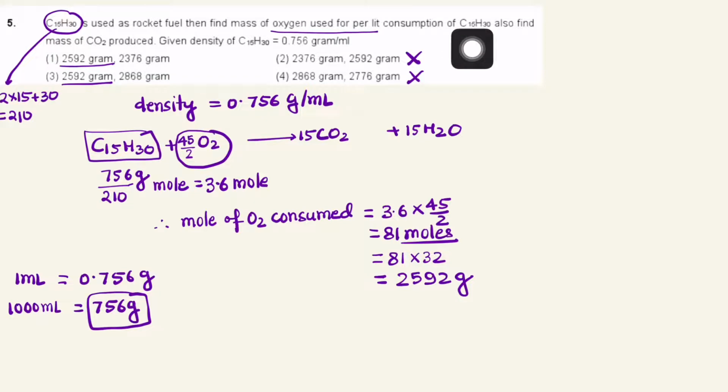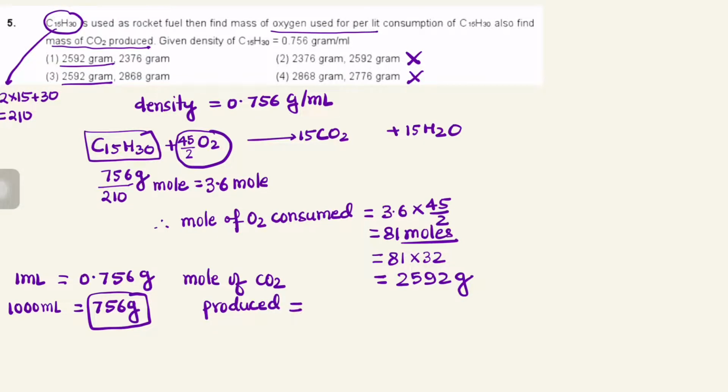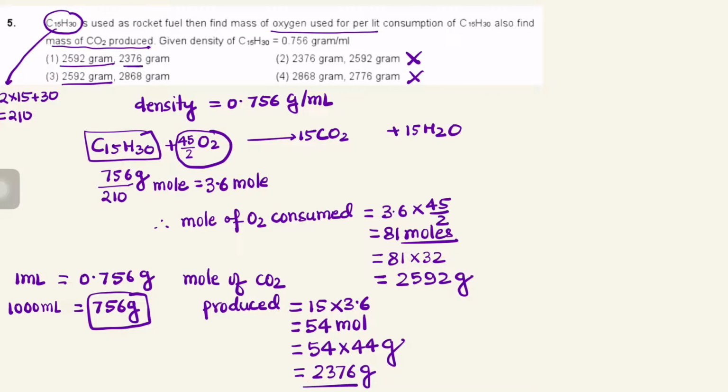So second, what we have to calculate, mass of CO2 produced. Okay, so 1 mole of this is producing 15 mole of CO2, so mole of CO2 produced will be 15 times that of mole of the fuel, so it will be 15 into 3.6, that is 54 mole, and its mass will be simply 54 into 44, because 44 gram per mole is the molar mass, so it will be how much? 2376 gram. So 2376 gram, that is the first option. So here it will be the first option here.